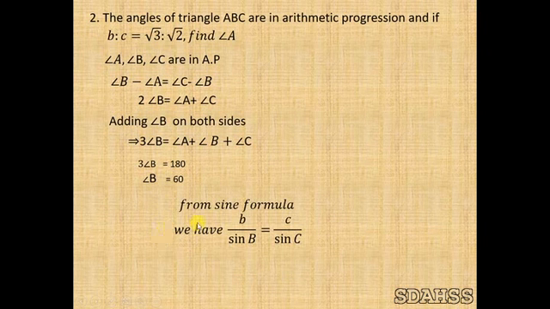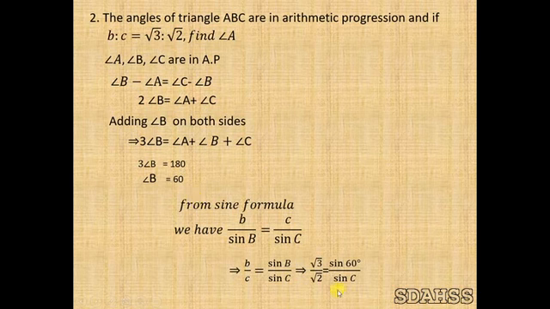Now from the sine formula we have b by sin B is equal to c by sin C. This can be written as b by c is equal to sin B by sin C. In the question they have given b by c is equal to root 3 by root 2. You have to apply here. So root 3 by root 2 is equal to sin, in the place of B you have to apply 60 degrees, divided by sin C.